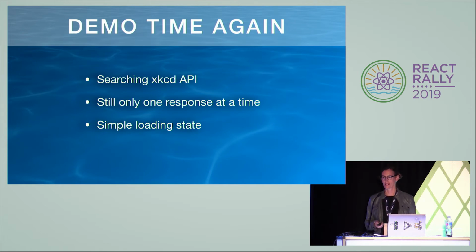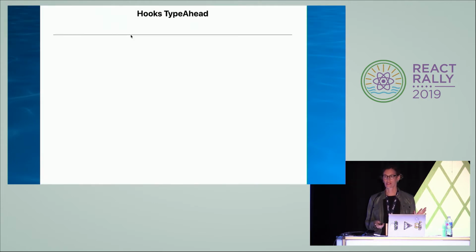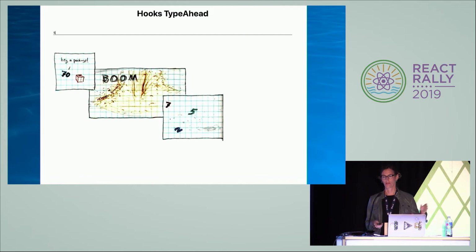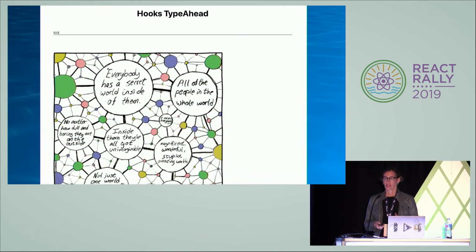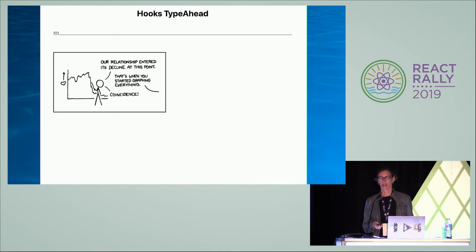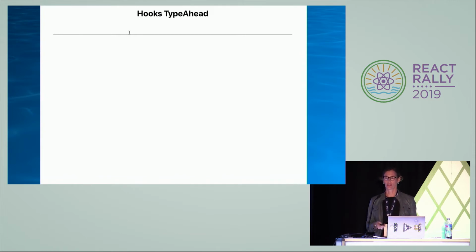This time I'm searching the XKCD API. How many of you know this cartoon? Okay, yes, we're nerds. All right, we all know this. So it's still only one response at a time, images, simple loading state, my little rainbow roller thingy. The XKCD API is just numbers, so you just type in numbers and a random cartoon comes up. So it's pretty similar, a similar type of situation, different API and different technology. The code itself is very different, so we're going to dive into that.